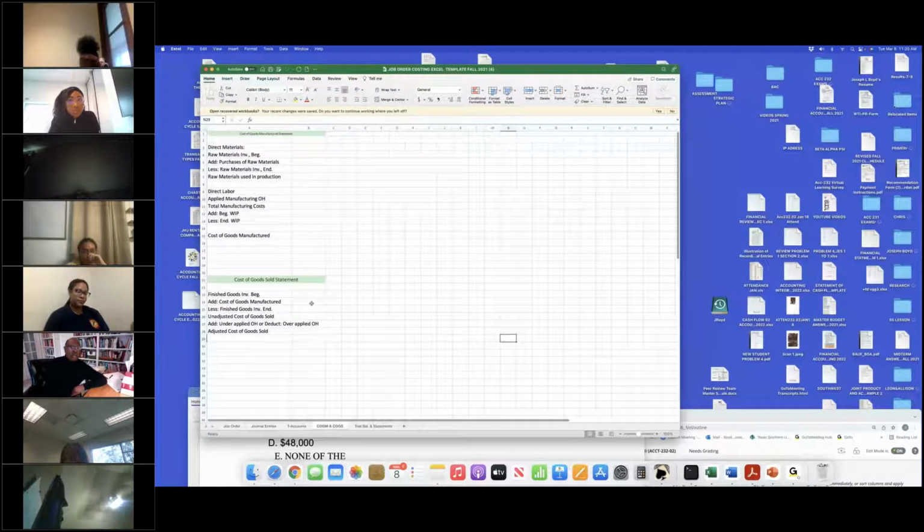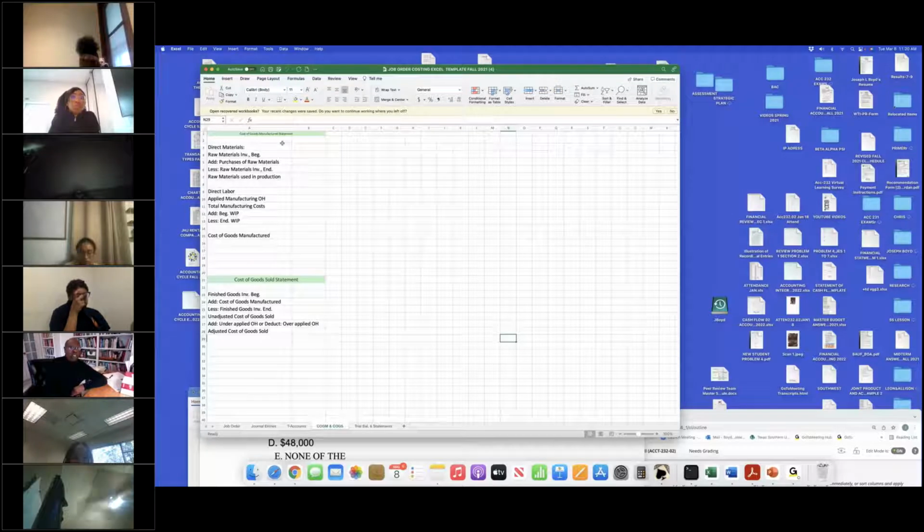Cost of goods sold, cost of goods manufactured. How much did it cost us to manufacture the item? Cost of goods sold, how much were the cost of the items we sold? And if you'll notice on cost of goods manufactured, you see those same three things: direct materials, direct labor, and the applied manufacturing overhead to get the total cost. Now, this is on a total dollar basis, but it's always those three items. And when we have a manufacturing item, we want to see what's the cost of the items, cost of goods sold.